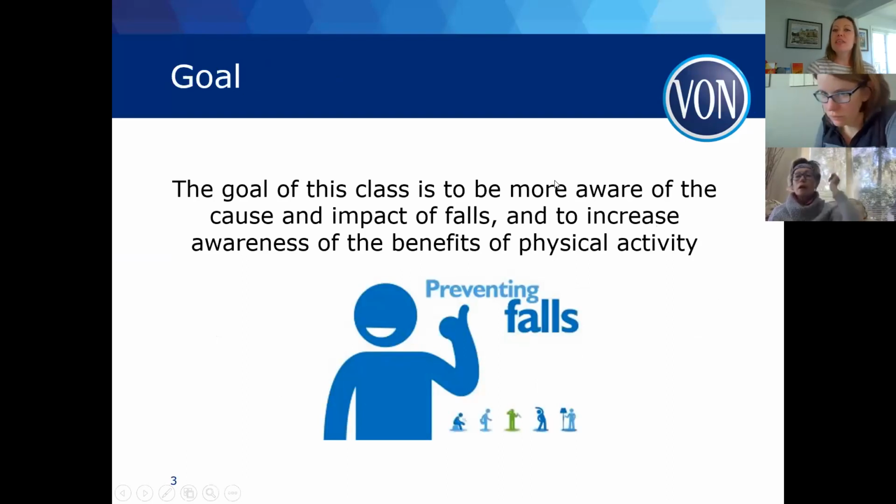All right, so the goal of this first class is to be more aware of the cause as well as the impact of falls, and to increase the awareness of the benefits of physical activity. So the first part, we talk a lot about what might lead to a fall and what we can do to help prevent a fall. At the end, we cover the benefits of physical activity, because we know that's one of the major ways that we can help prevent a fall.